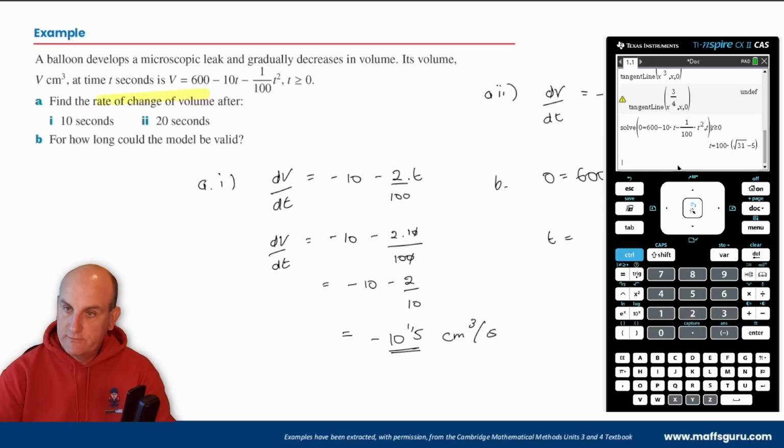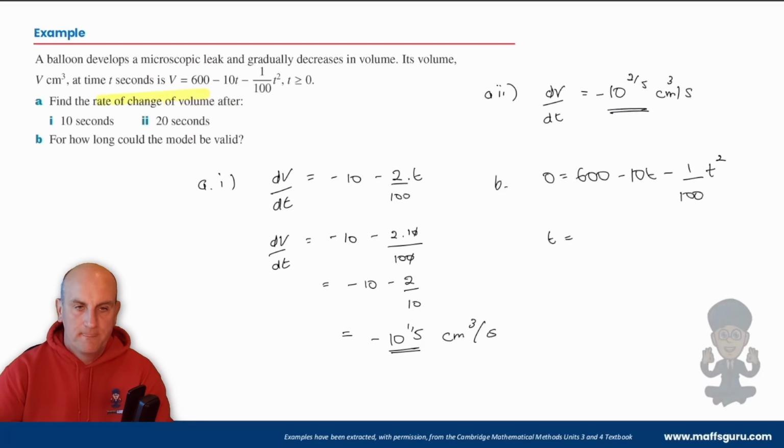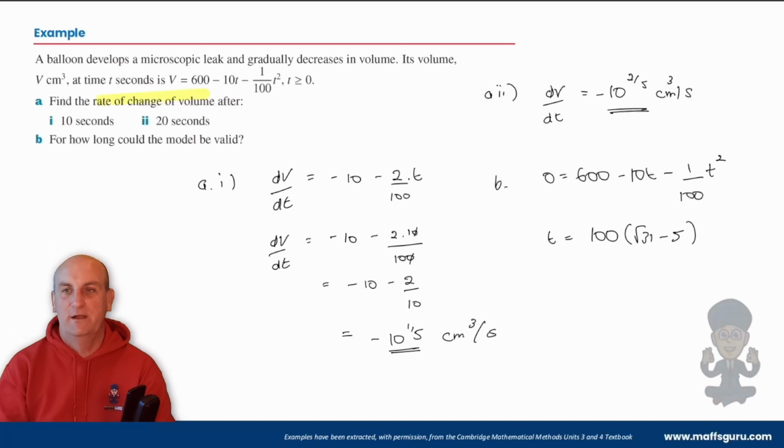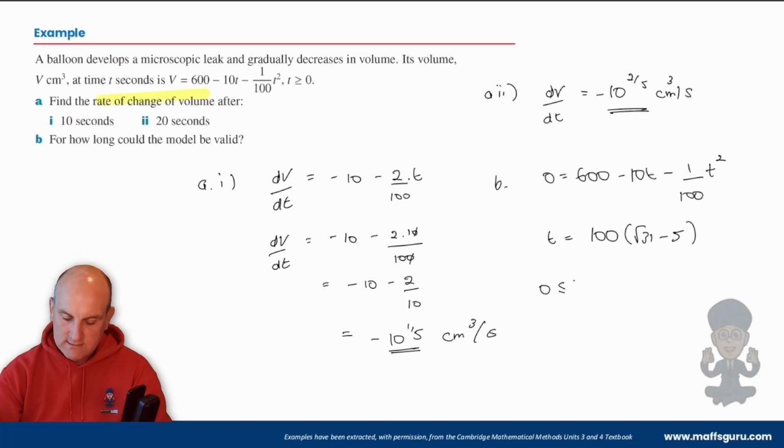And out comes my answer. So t is equal to, let's turn my calculator off for a moment, 100 root 31 minus 5. Now, is that my answer? Well, not really, because you've got to turn around and say there's a range of values here because t has to be no smaller than 0. So t is going to be between 0 and 100 root 31 minus 5. Okay, and that, I think, would be our correct answer.